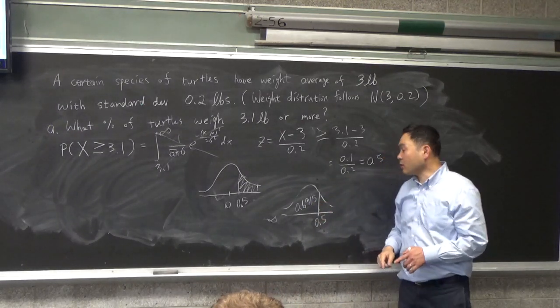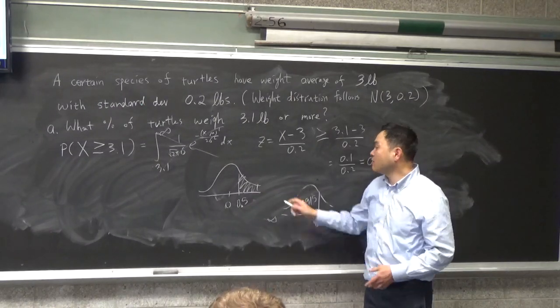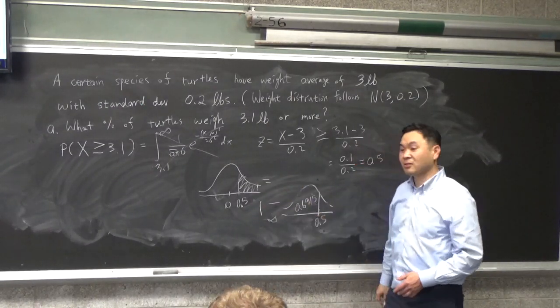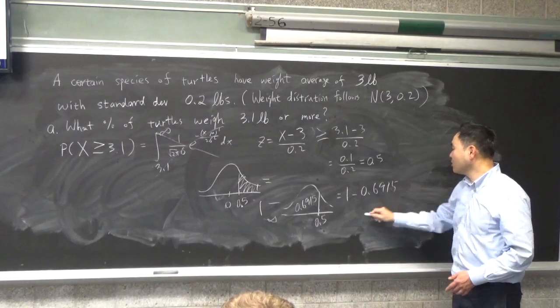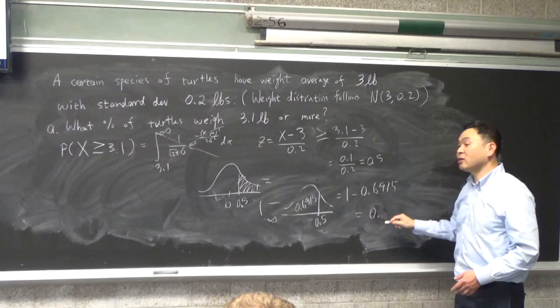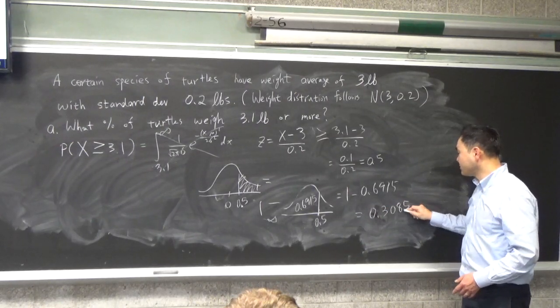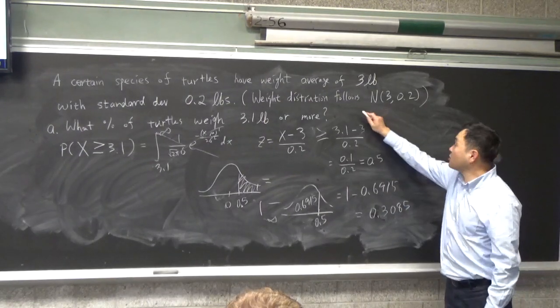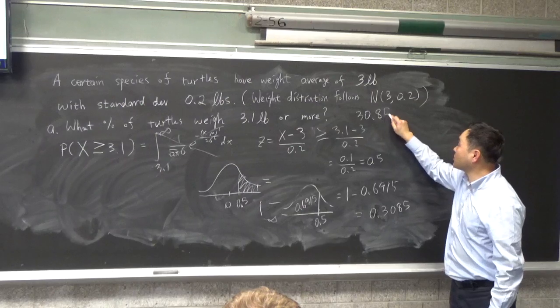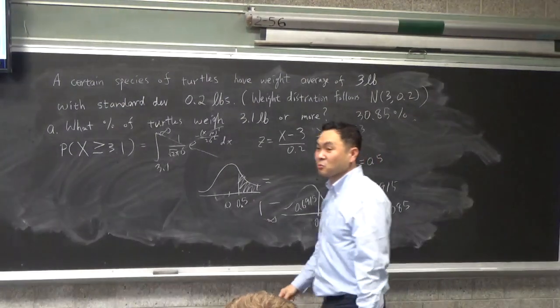Then what is this other value? What's this area? 1 minus that. So it will be 1 minus 0.6915, which will be 0.3085. Okay? So what's the answer? 30.85% of the turtles will have 3.1 pounds or more.